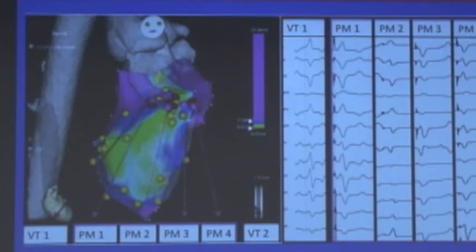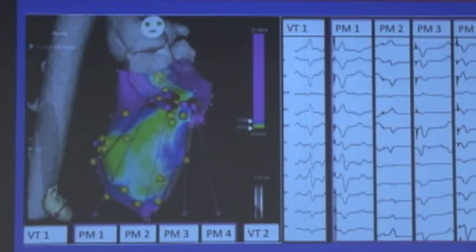So why do we do it? The reason we did all that is we would then ablate at these pace map or entrainment mapped areas that we found these VTs to be coming from, and then see where, in fact, the ablations were in relation to the gray zone.